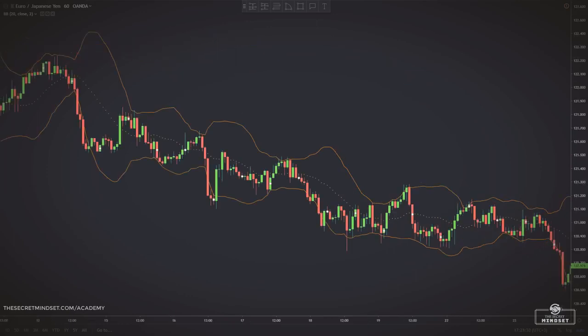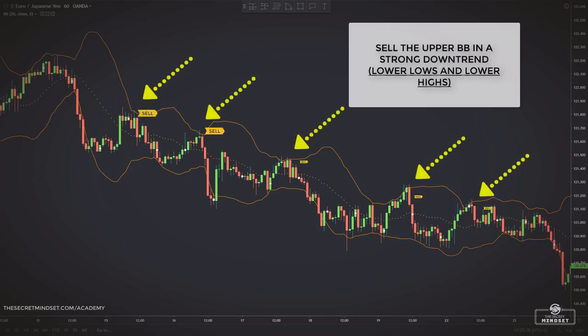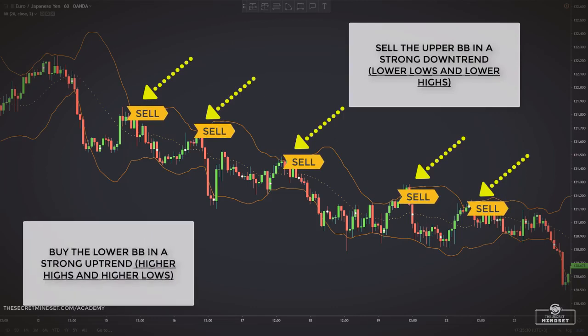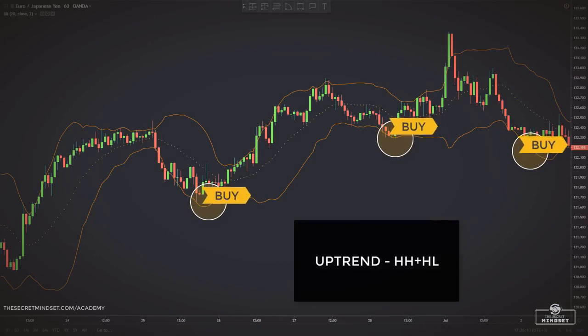So instead, we look to sell the upper Bollinger Bands during downtrends, meaning when the price is making lower lows and lower highs, and buy the lower Bollinger Band in uptrends, when the price is making higher highs and higher lows. Practically, we look for pullbacks or corrections, but in the direction of the trend. We don't chase reversals. Here are a few examples of Bollinger Bands signals during trends.